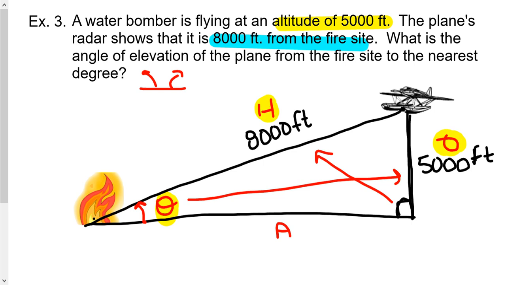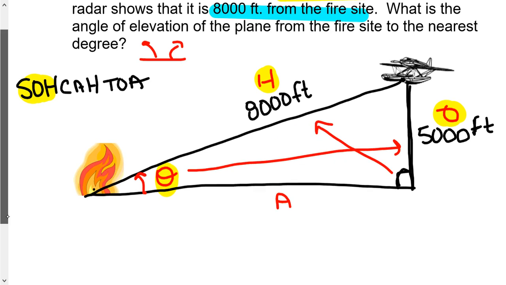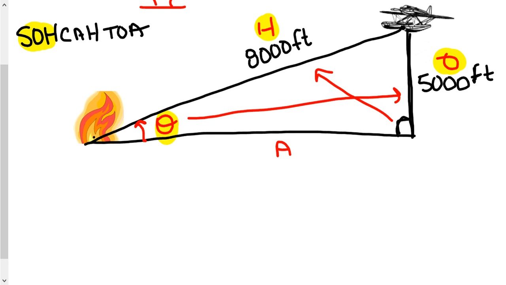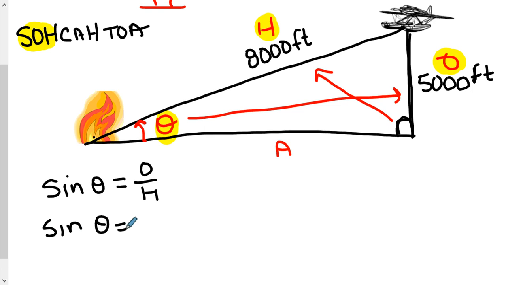So thinking back to our acronym, SOHCAHTOA, the one involving the things we know, the opposite and the hypotenuse, means we're going to be using a sine ratio to solve this problem. The sine ratio has enough information to solve this. The other two do not. So sine theta is opposite over hypotenuse. Plug in our values. We don't know the angle, but we know that the opposite length, the altitude of the plane, is 5,000 feet. We know that the hypotenuse, the distance from the plane to the fire, is 8,000 feet.